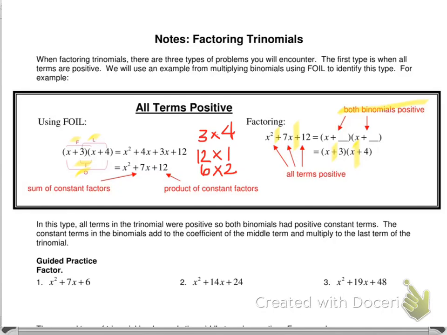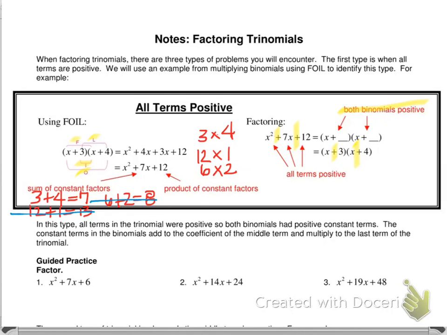3 times 4, 12 times 1, 6 times 2. Now, to add those together, 3 plus 4 is 7, 12 plus 1 is 13, and 6 plus 2 is 8. But I'm not looking for 13 because my middle term is 7. So 12 plus 1 won't work, and 6 plus 2 won't work. The only one that fits this particular problem is 3 and 4, so those are my two constant terms inside my parentheses.